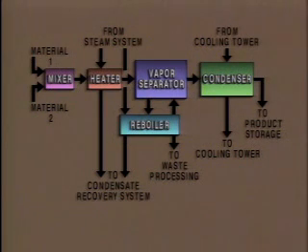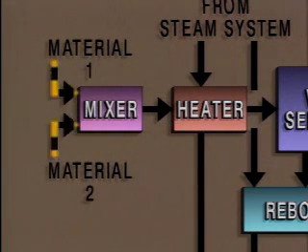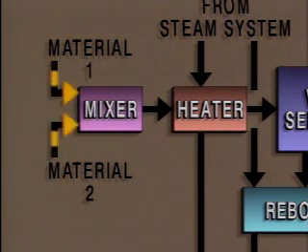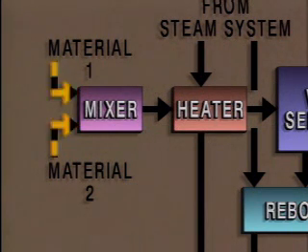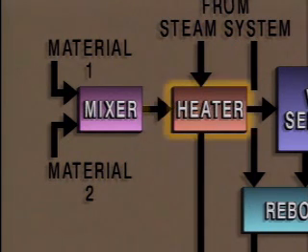We'll begin by looking at the flows into and out of the mixer. The inputs to the mixer include two liquid materials. The materials could be raw materials or intermediate products from other processes. There is one path from the mixer. It goes to this heater.